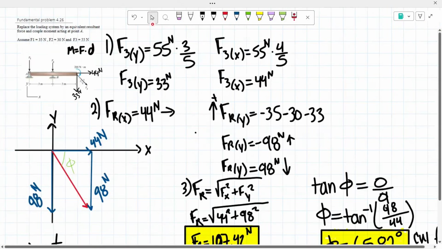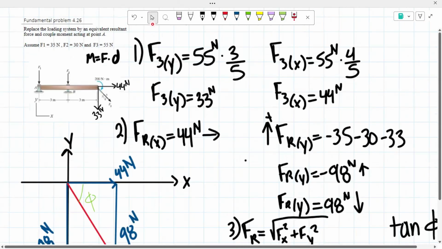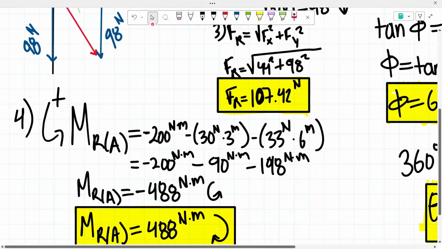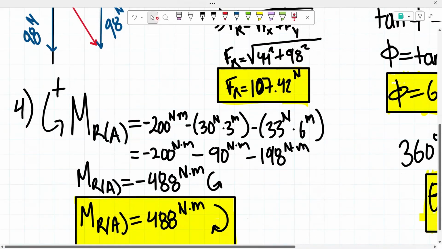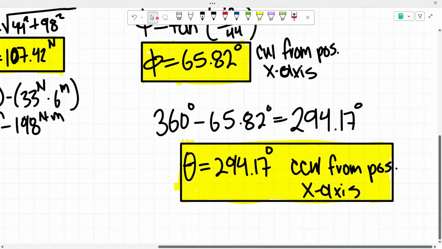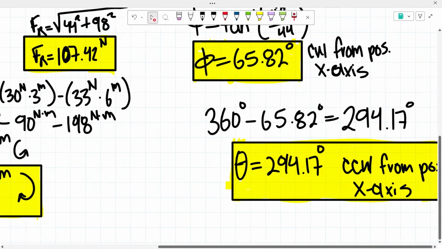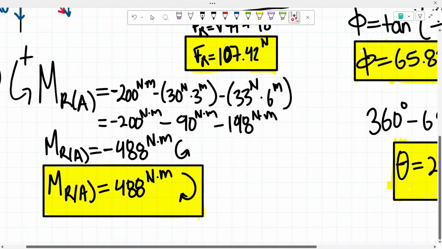So remember, this problem was asking us to replace the loading system by an equivalent resultant force and couple. So our resultant force is right here. Our direction of our resultant force is any of these two. And then from there, our resultant moment is right here.